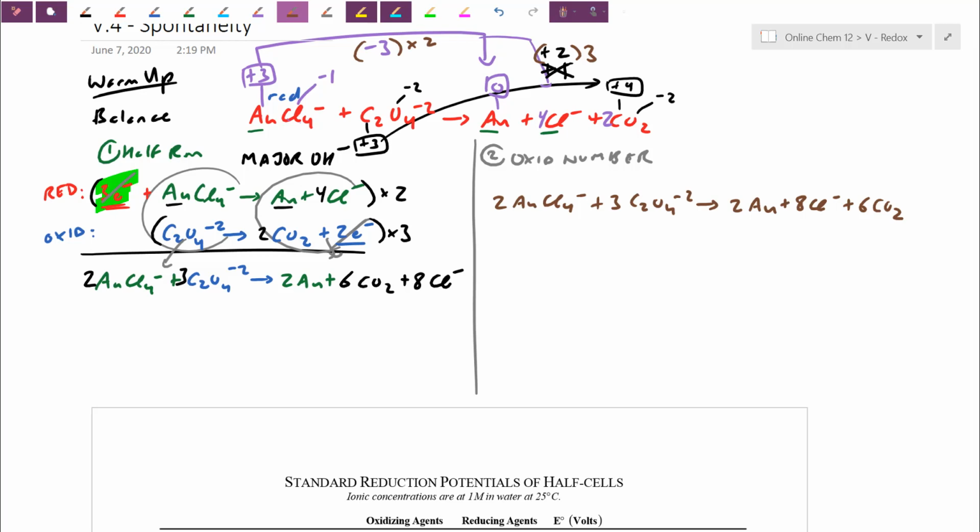Okay. So that just gives you a comparison. They're just going to say balance. Totally up to you which one you want to do.